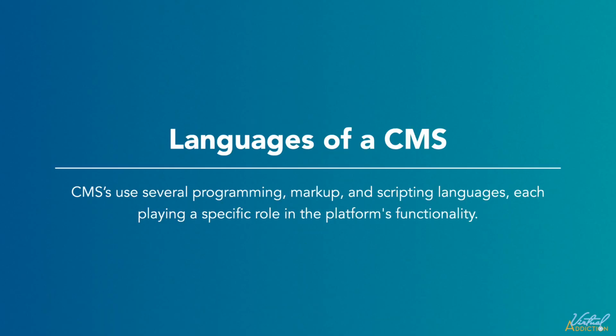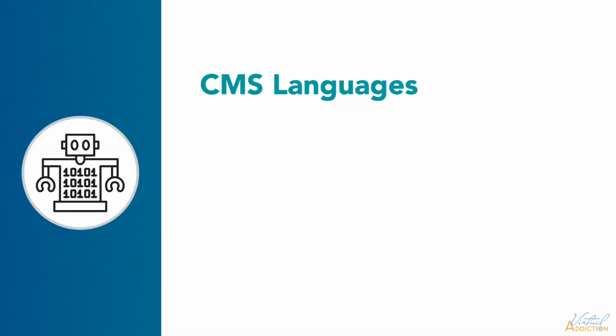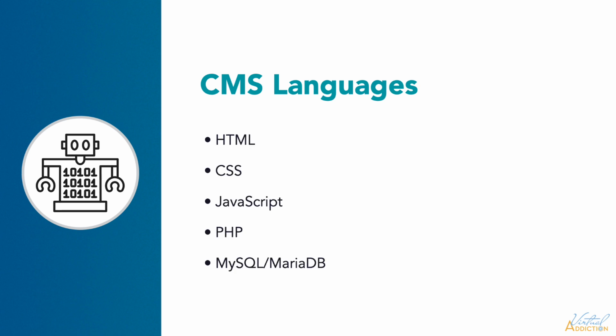All content management systems use several programming, markup, and scripting languages, each playing a specific role in the platform's functionality. Because we'll be primarily focusing on WordPress in this class, we will focus on what WordPress uses in regards to languages. Here's a breakdown of the languages used in WordPress: HTML, CSS, JavaScript, PHP, MySQL, SQL, XML, JSON, and REST API.